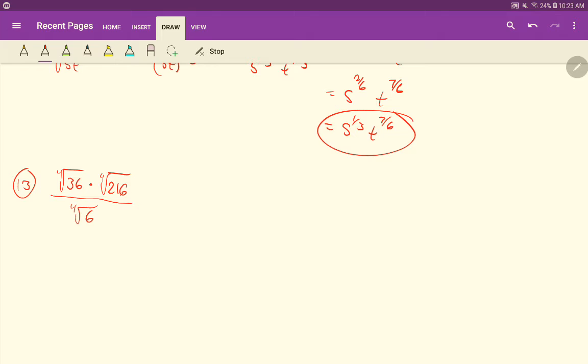Okay, so to simplify this, there's a couple of different ways to do it. What I did in the homework was to rewrite all these bases as powers of 6. So that's one way to do this, and then use rational exponents. I saw here that 36 is the same thing as 6 squared, and 216 is the same thing as 6 to the 3rd. And then, of course, the 6 is just 6.